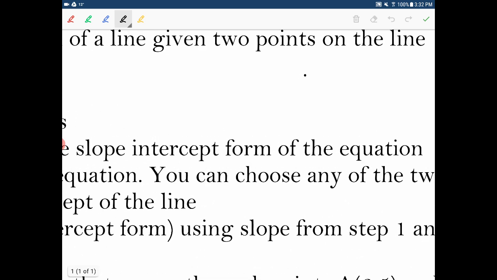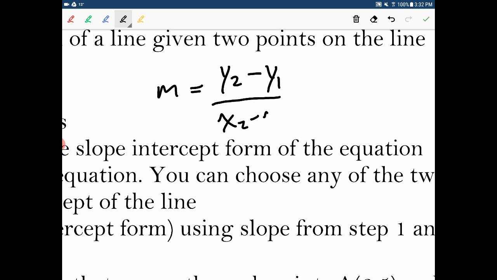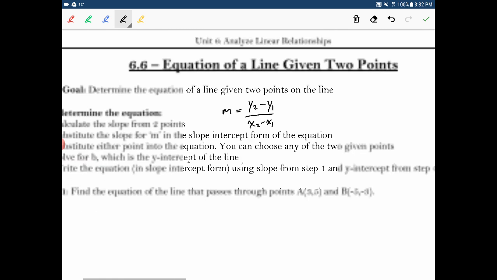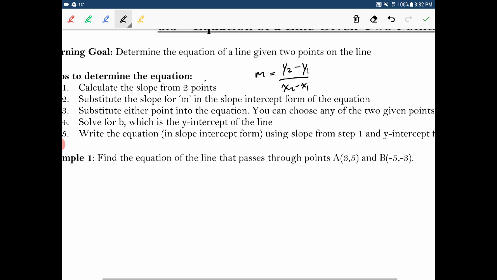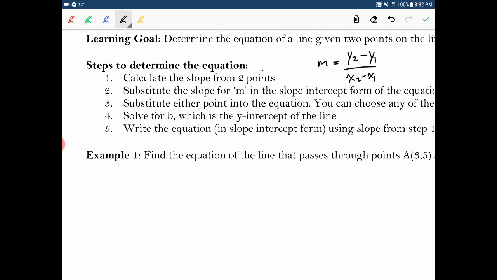And to do that, of course, I'm just going to put it here where there's some room. We're going to use our equation, which is y2 minus y1 over x2 minus x1. All right. So basically, that's how we're going to do step 1. Step 2 is where it's just going to become the exact same as the previous lesson. We're going to substitute in the slope that we have. We're going to substitute a point into the equation.